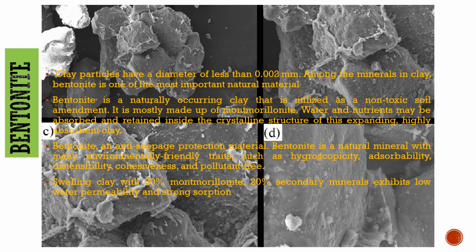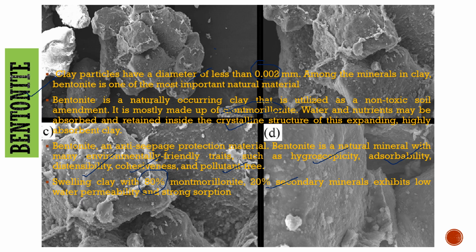So generally, clay particles are less than 0.002 mm in size. This bentonite is also a clay particle, which is mostly made up of montmorillonite, and it is crystalline in structure, which is a pollutant-free and non-toxic soil amendment. It has the properties of hygroscopicity, adsorbability, distensibility, meaning expansion or contraction on pressure without rupturing, and cohesiveness. It is mostly made up of montmorillonite, about 80%, and the rest 20% is secondary minerals.